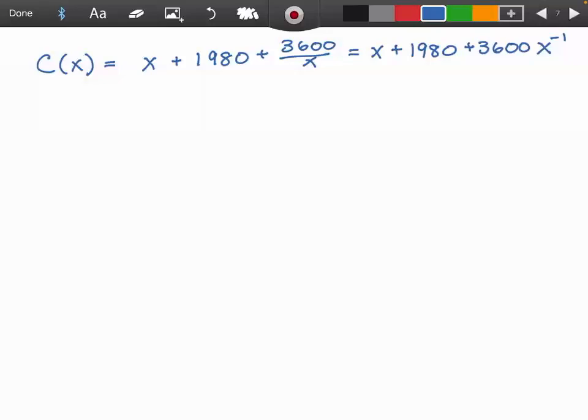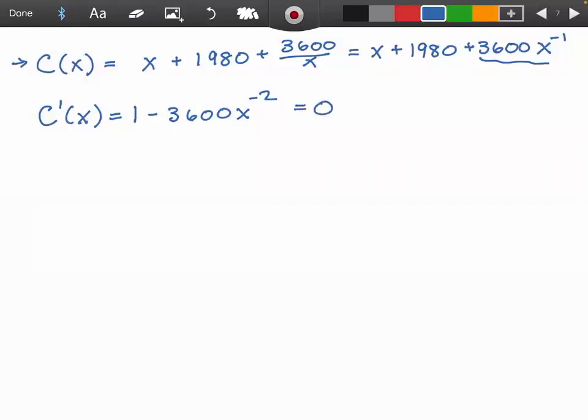All right, so let's take the derivative in order to figure out a critical value for X. The derivative of X is just 1. The derivative of 1980 is just 0. I don't need to write that. And then the derivative of this last part, you bring the negative down. You'll get negative 3,600 X to the negative 2, because we have to subtract 1 from the exponent. Okay, so we want to find where this is either undefined or equal to 0. Note that this will be undefined whenever X is 0, because we're dividing by X squared, but that would also cause the C of X to be undefined, so that's not valid. So let's just find where this is equal to 0.